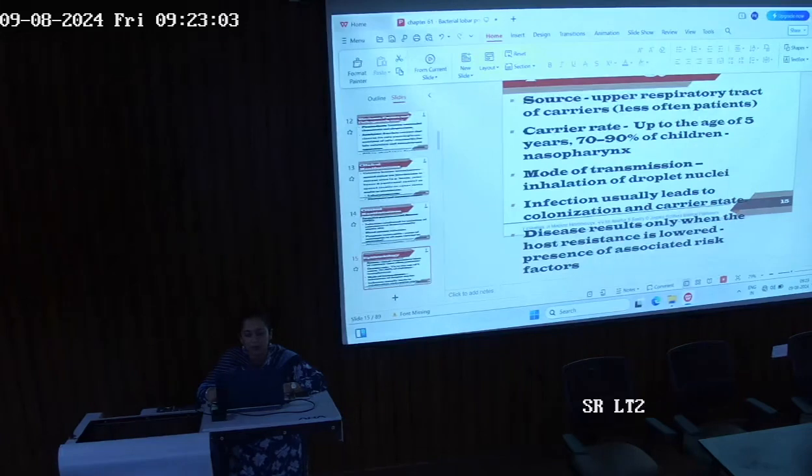Infection usually leads to colonization and carrier state. Disease only results when the host resistance is lowered or there is the presence of any associated risk factors.